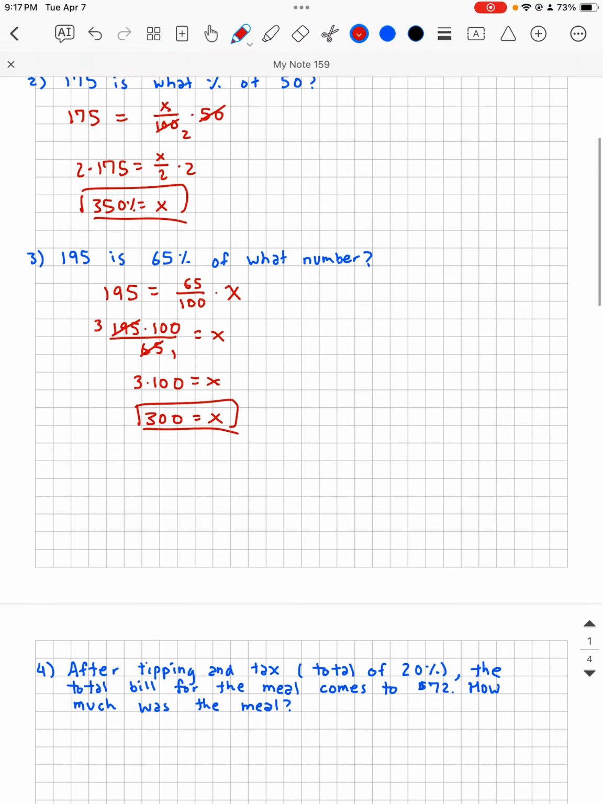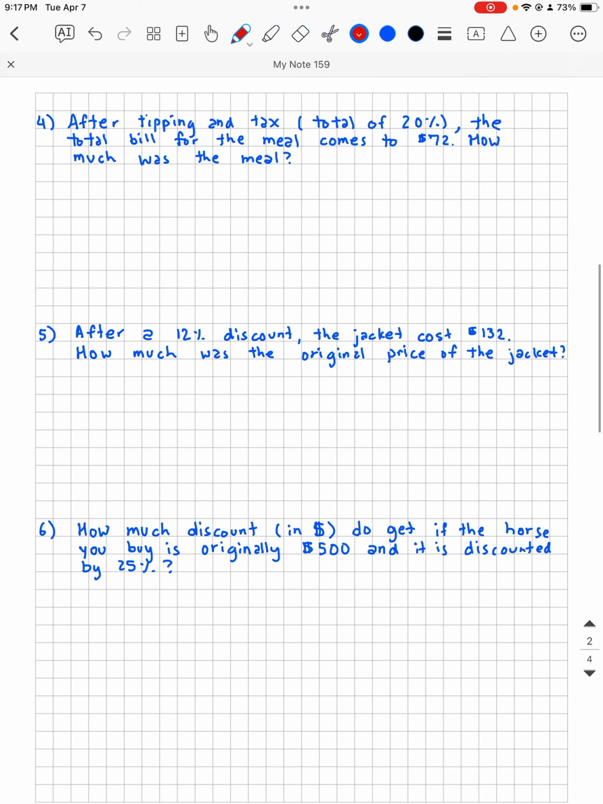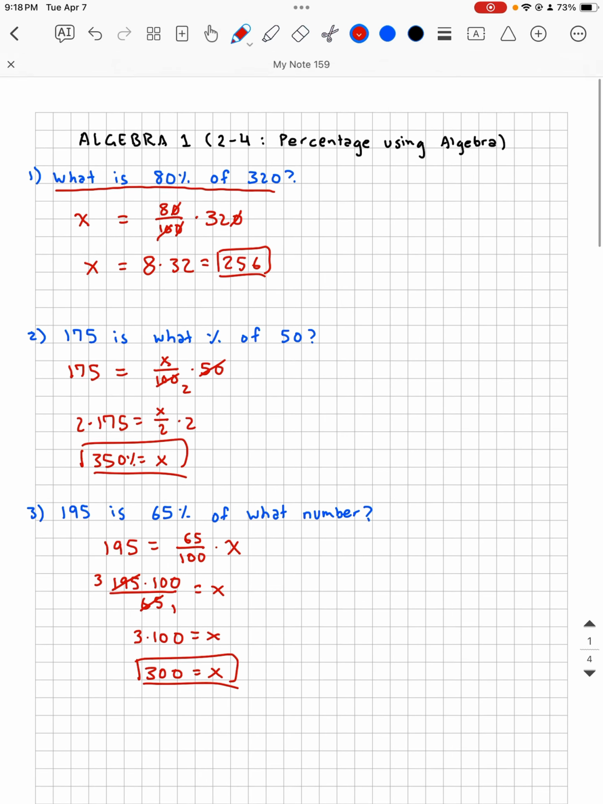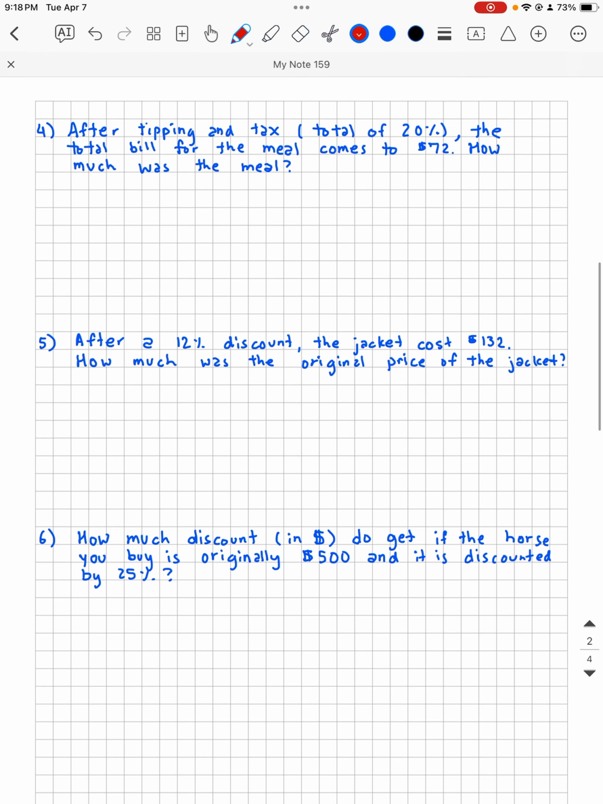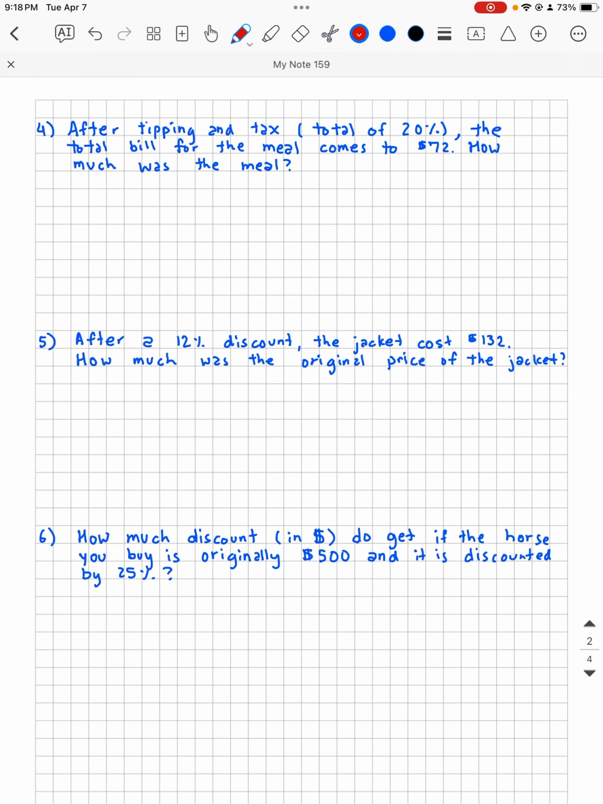Now, let's look at the word problem of all of this stuff right here. So in number 4, it says, after tipping and taxing, the total is going to be 20% more. The total bill for the meal comes out to be $72. How much was the original meal? So what I would like to do is take all of these equations and convert it into something that looks like 1 through 3, and then that way we can come up with our equations then.